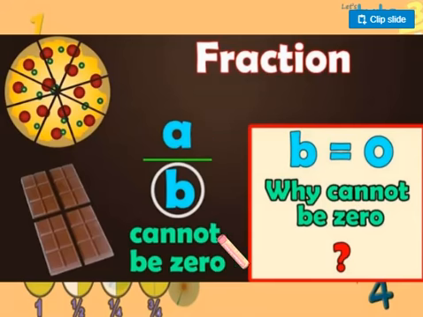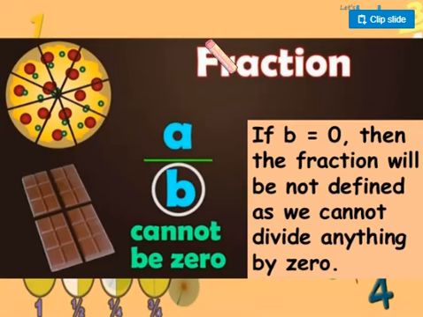Why can't a denominator be a zero? Didn't you people think about that? If the denominator is zero, then the fraction will not be defined, as we cannot divide anything by zero. Okay, understood students?